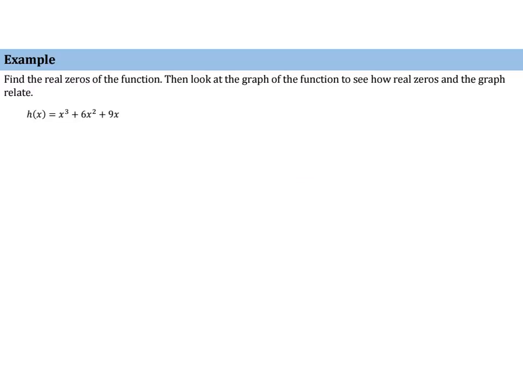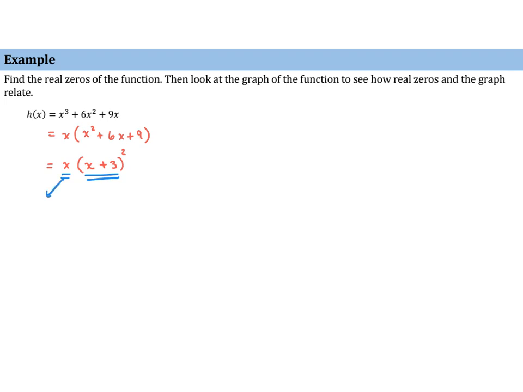Now let's take a look at our next function. Here we can factor out an x, and that leaves us x squared plus 6x plus 9. And x squared plus 6x plus 9 is a perfect square trinomial, so it factors into x plus 3 quantity squared. So this means if we look at each factor, we have x and we have x plus 3.